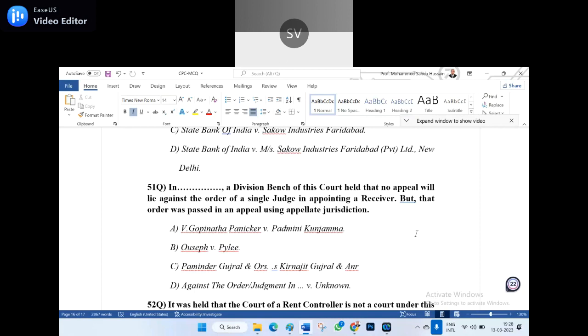Option C, sir. Option C is the right answer. No, wrong. Second Option A, sir. Wrong. The right answer is, sir, B. B. Osef versus Paili. A division bench of this court held no appeal will lie against the order of the single judge in appointing a receiver, but that order was passed in appeal using the appellate jurisdiction.